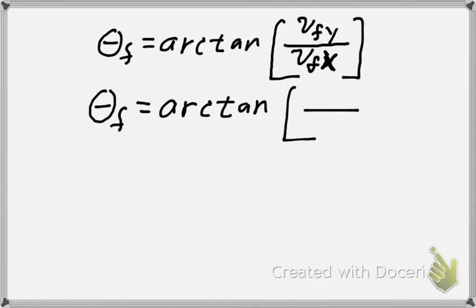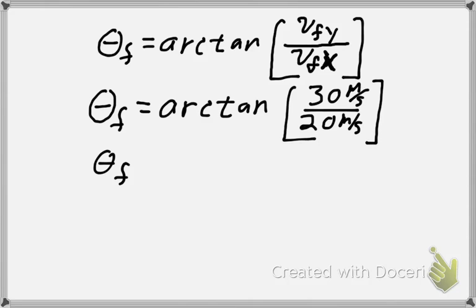Okay, so I have 30 meters per second. That was my final speed portion in the y, and my final part of the velocity or speed in the x direction was 20. So the angle at which the projectile strikes the ground is 56.31 degrees. So you put that together with the speed, 36.06 meters per second, and you have the final velocity of the projectile.